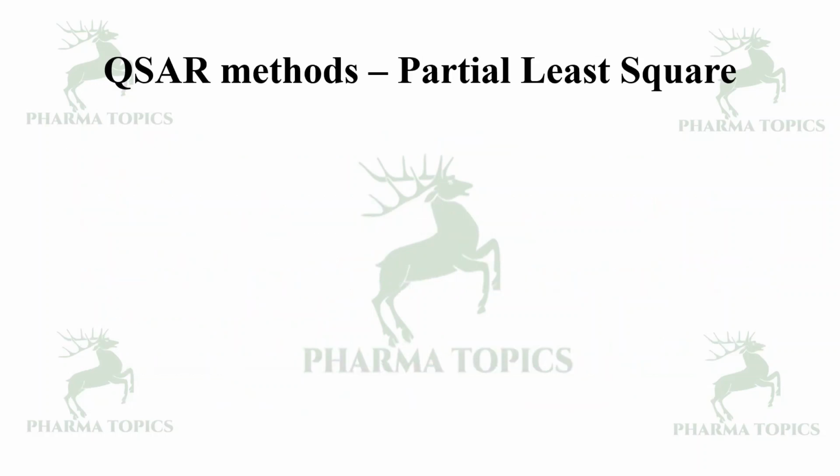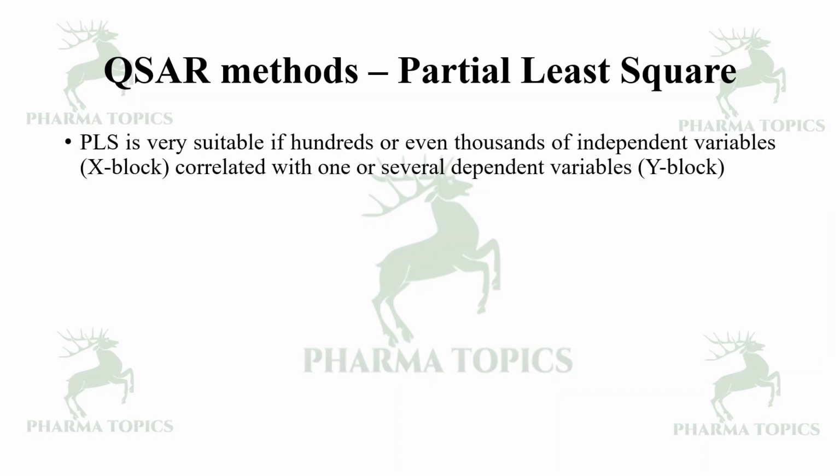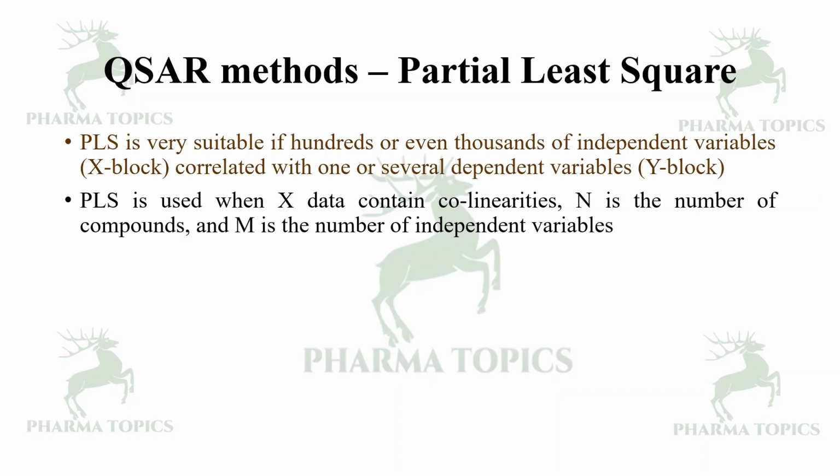Another method in QSAR is partial least squares, PLS. PLS is very suitable if there are hundreds or even thousands of independent variables, that is the X block, correlated with one or several dependent variables, that is the Y block. X block is independent variables. Y block is dependent variables. PLS is used when X data contain collinearities. N is the number of compounds and M is the number of independent variables.